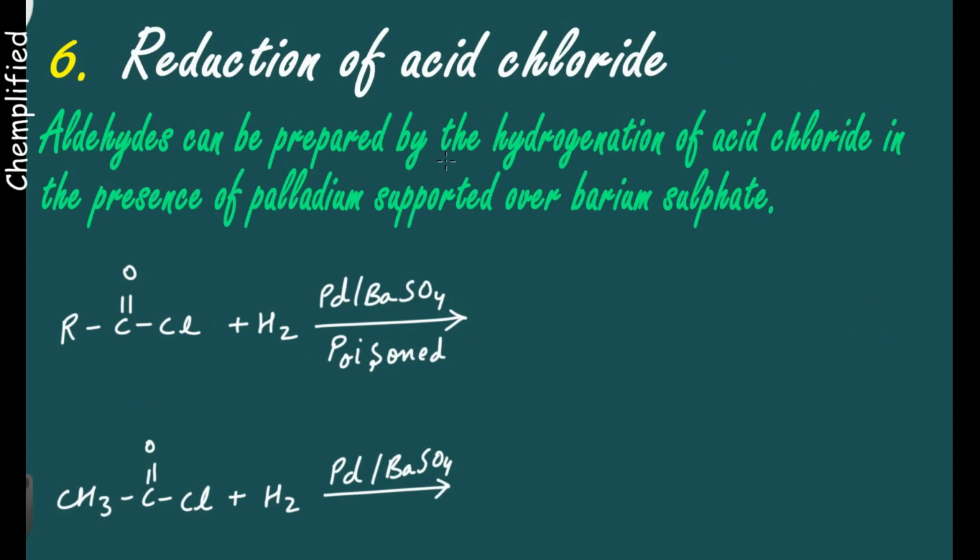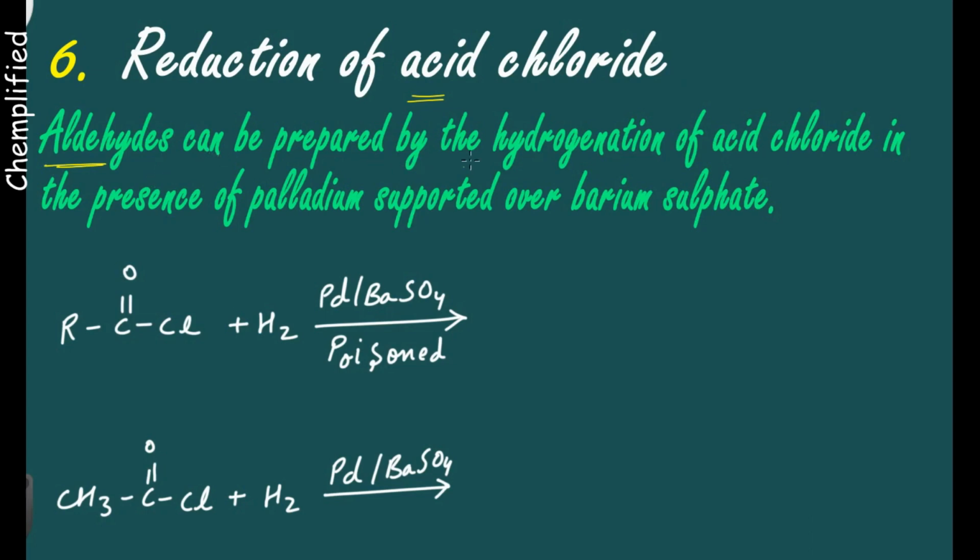Now this will be our last method of preparation for aldehydes and ketones. There are other methods also, out of which one is the Wacker process. We will discuss that in a separate video. These are the most general methods that I have given you in this video for the preparation of aldehydes and ketones. Now, reduction of acid chloride. In this case, what we are going to produce is only aldehydes.